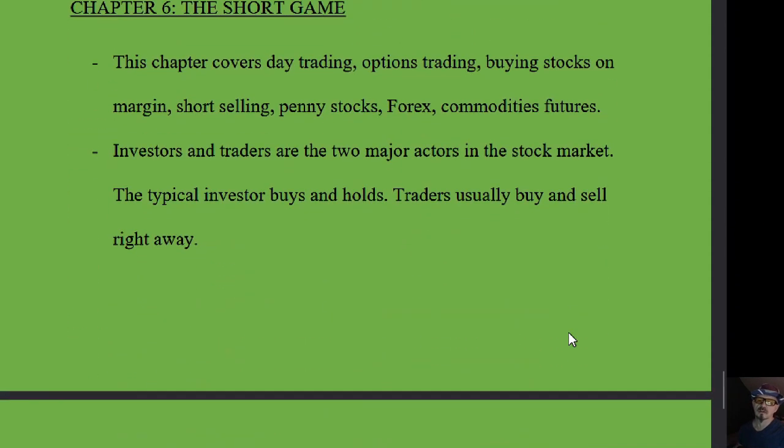Chapter 6, the short game. This chapter covers day trading, options trading, buying stocks on margin, short selling, penny stocks, forex, and commodities futures. Investors and traders are the 2 major actors in the stock market. There's the typical investor who buys and holds, and there are traders who buy and sell right away.